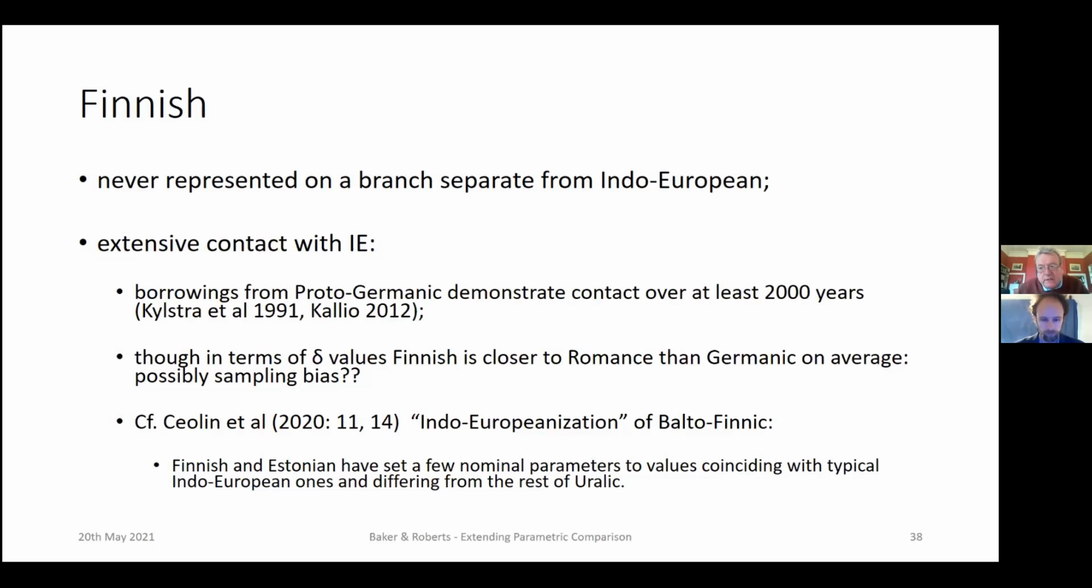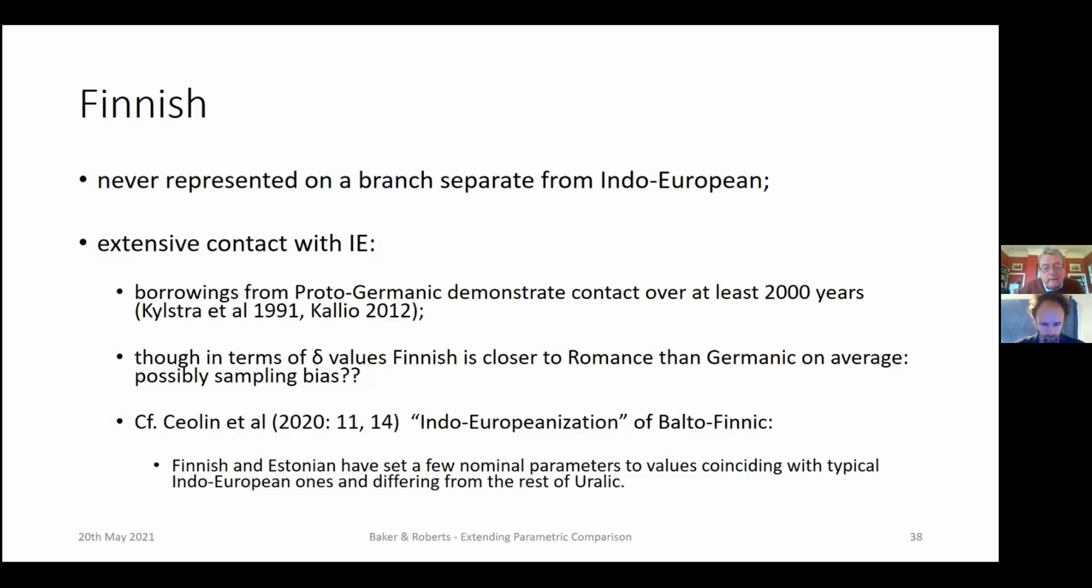This may just be a reflection of a sampling bias. One thing that we've discovered, again, with a slightly larger sample of languages that we're working on at the moment, is that if you have just one language from an outlier group, it tends to do strange things. It's when you get more than one language that things start to look clearer. So what we really would need to do to clarify the status of Finnish is get some data on Estonian, for example.